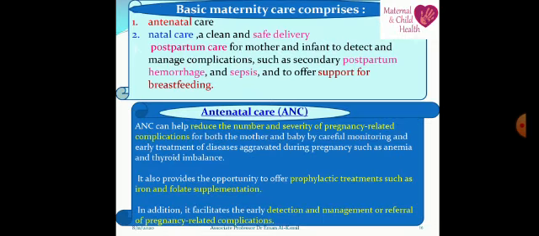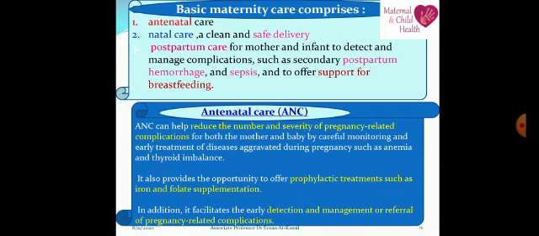So basic maternity care comprises the following, the most important healthcare services for the mother, as we mentioned. In general, antenatal care provides special healthcare services during pregnancy. Also natal care, special health care during delivery. The postpartum care, which is to ensure that the baby has breastfeeding, and also some mothers, if they have complications such as hemorrhage or infections, need special help and also support for breastfeeding. The antenatal care, what does it include?